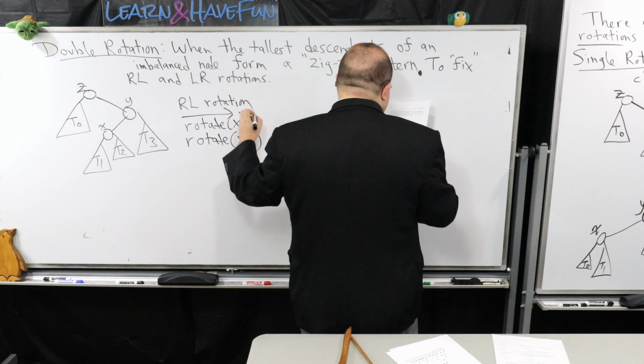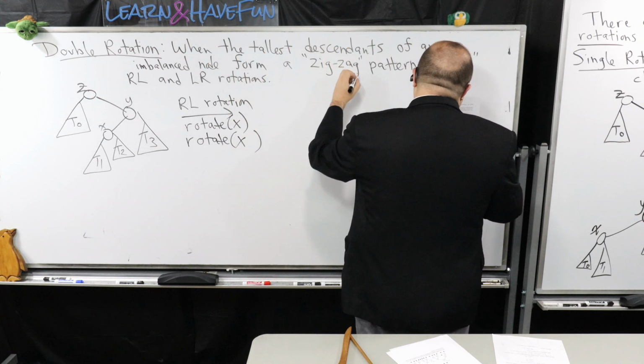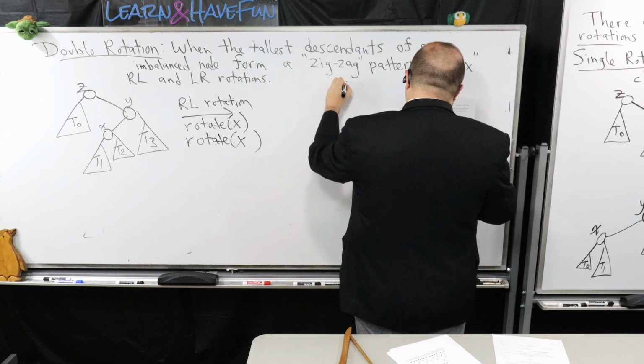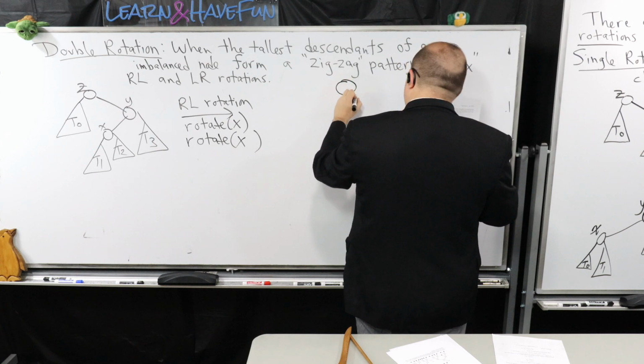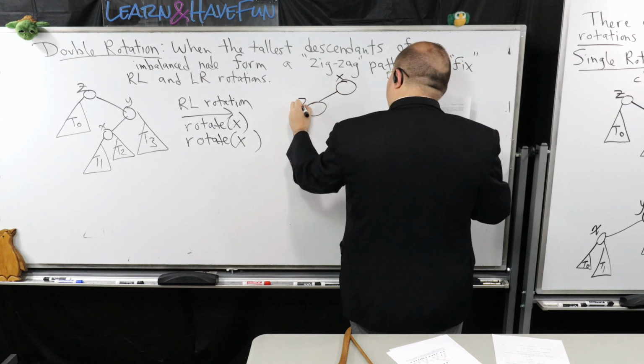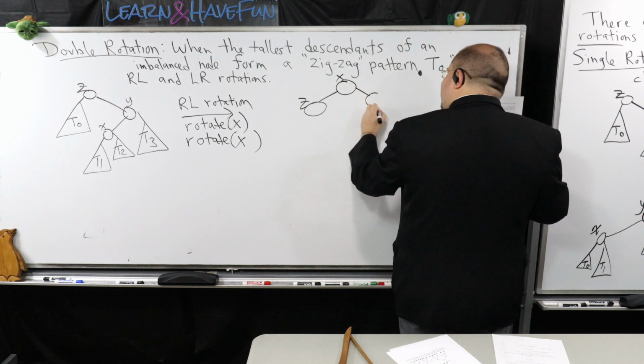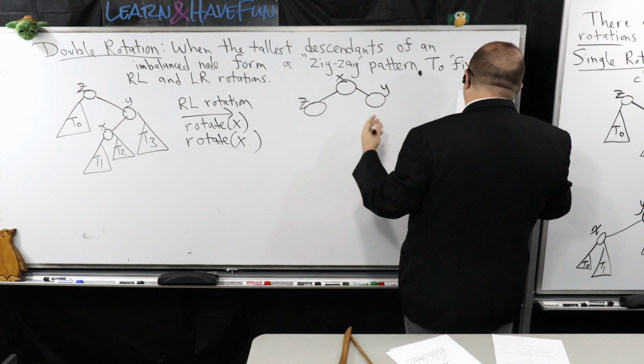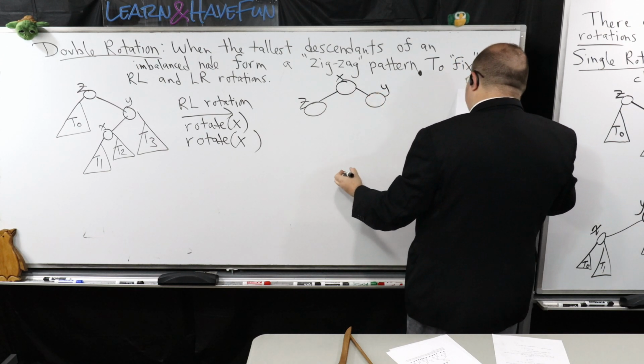As a result of this, I end up with something that looks like this. I end up with X right here. Z gets demoted, right? And because Y was demoted before, it's going to end up being the right subtree for X.